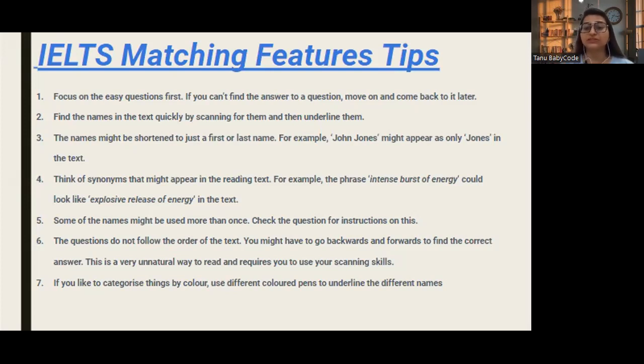Suppose John is given in two paras. The name of a person, John, is there in para 1 also, and in para 2 also. So what you can do is just underline it quickly, so that you can easily locate where John is, and you can cross check your information also.